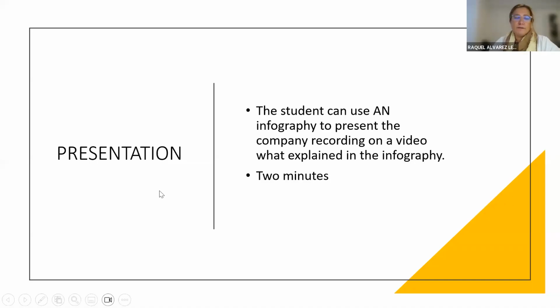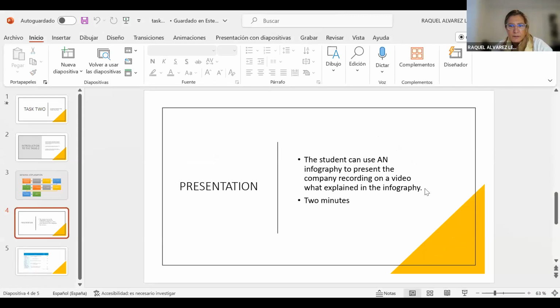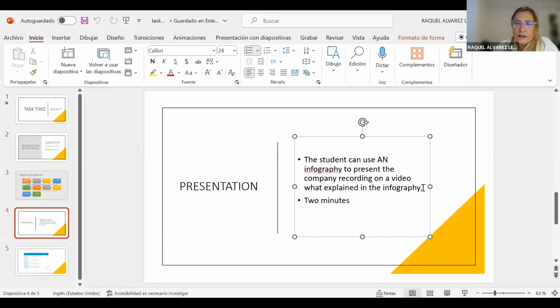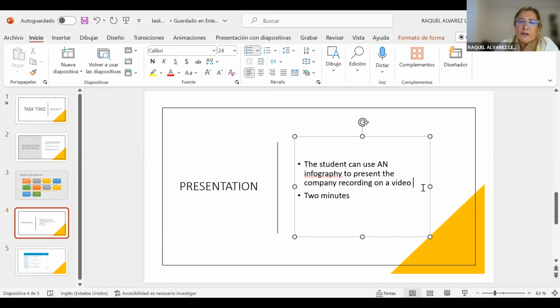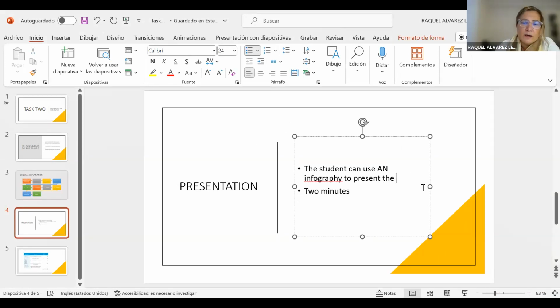So what you have to do, well, the student can use an infography, or you can use a digital mural, or you can use a poster to present the worker profile. No video. The student can use an infography to present the worker profile.